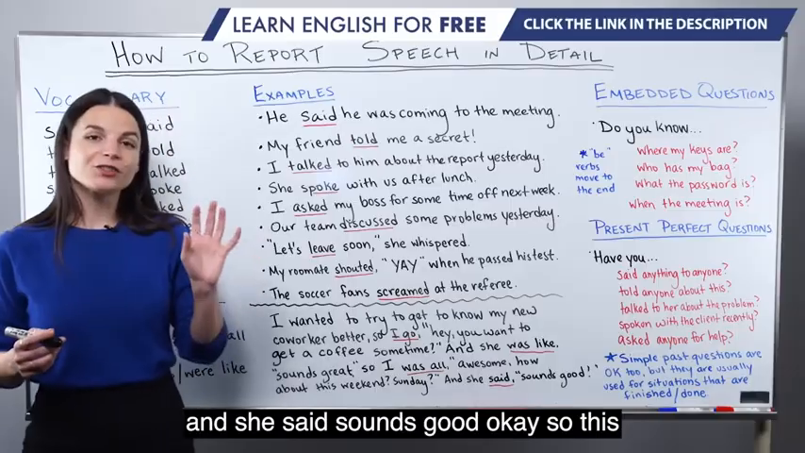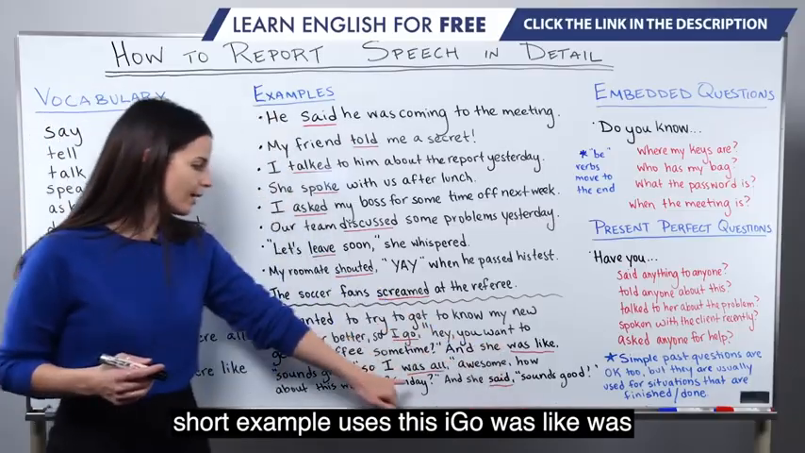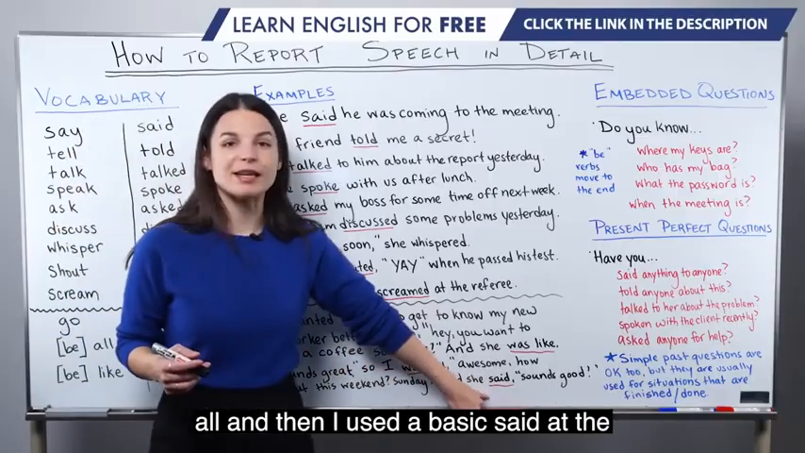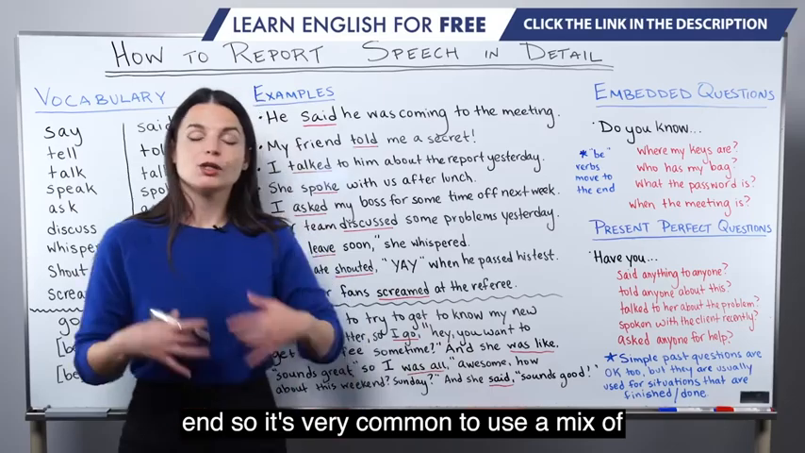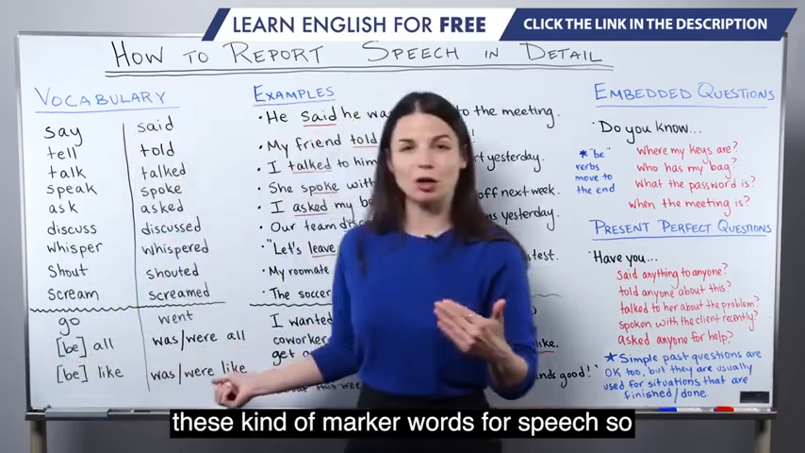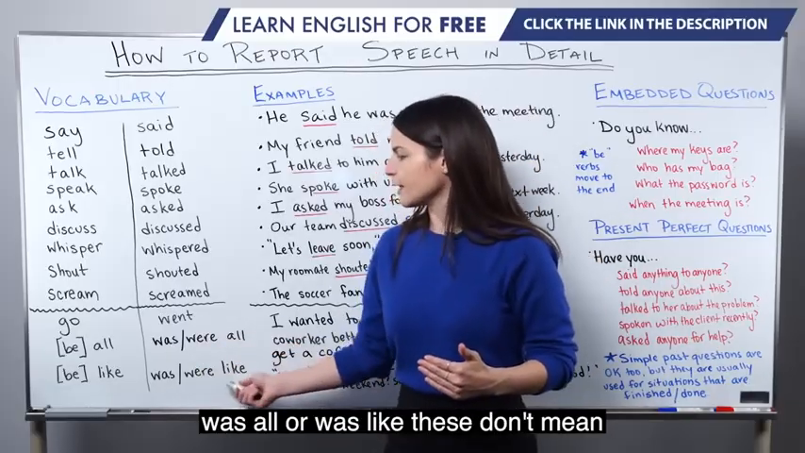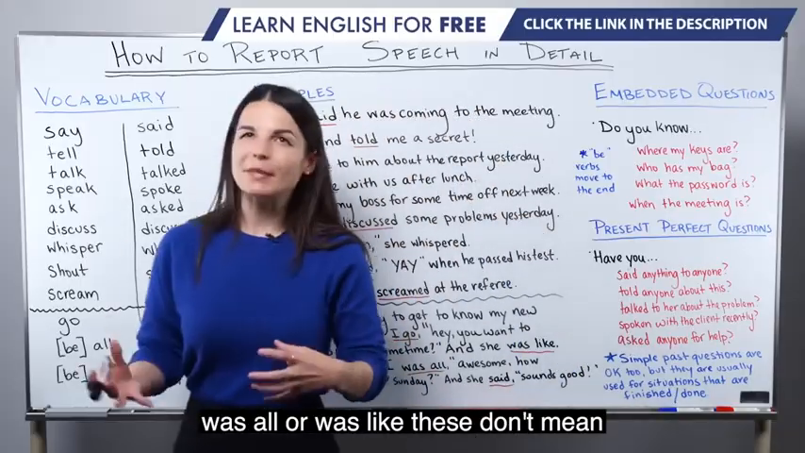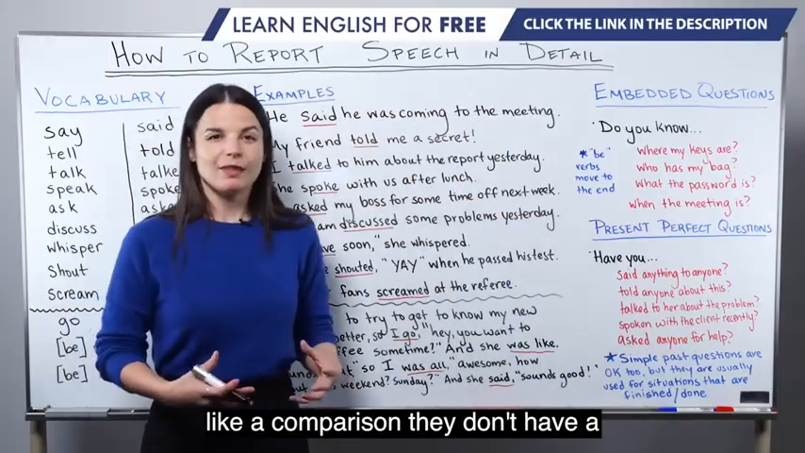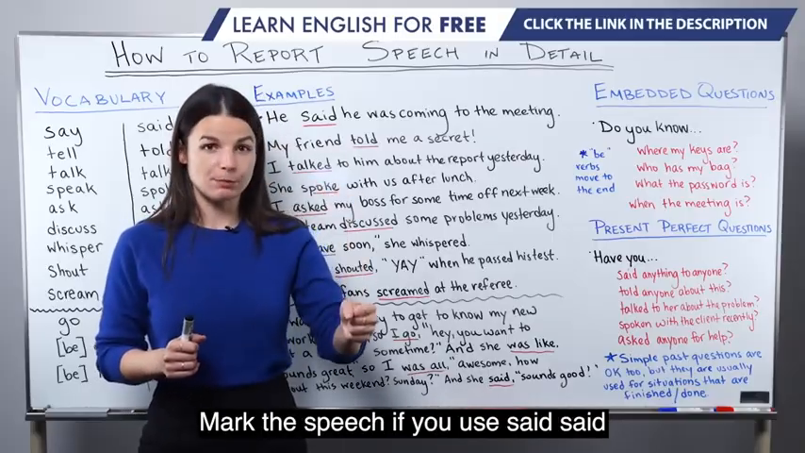Okay, so this short example uses this I go, was like, was all, and then I used a basic said at the end. So it's very common to use a mix of these kind of marker words for speech. So was all or was like. These don't mean like a comparison. They don't have a specific meaning. We just use them to mark the speech.